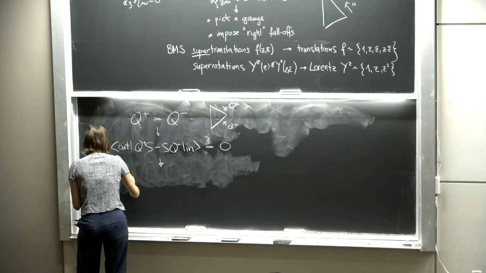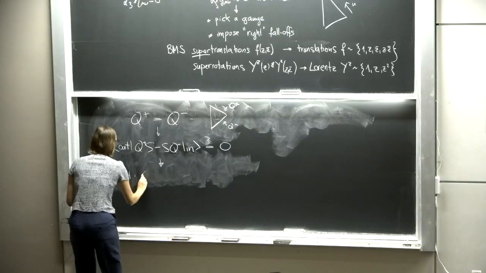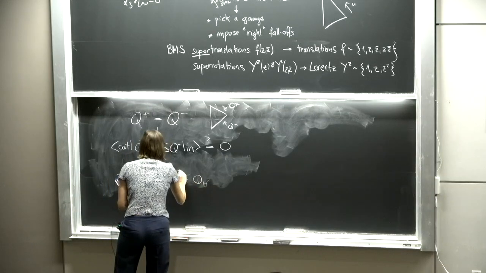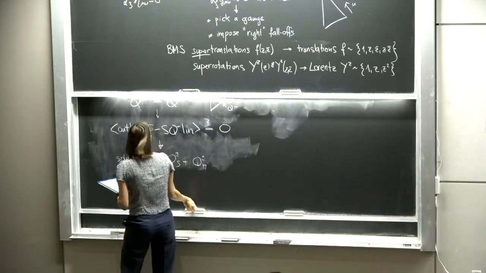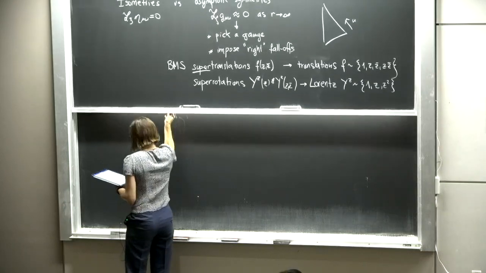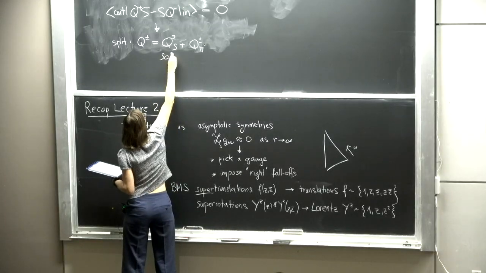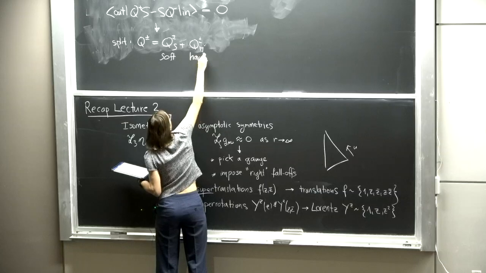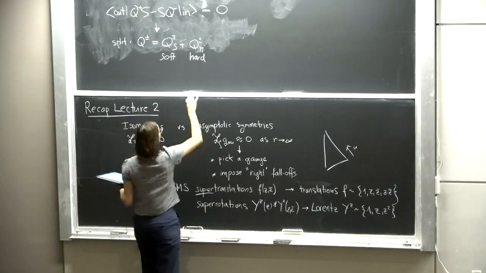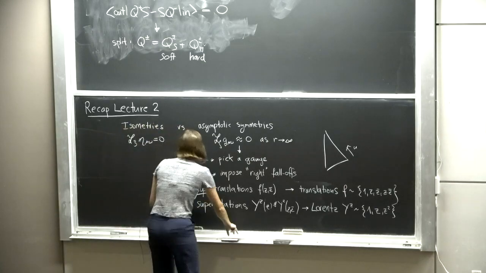The way to do this was by splitting these charges, the ones that are written over there, in a suitable way. So the Q plus minus will split into something that we call QS, and something that we call QH, where the S stands for soft, and the H stands for hard. And we will see that QS corresponds to the insertion of a soft graviton in the S matrix, and Q hard implements the BMS super translation on the hard particles. Okay.